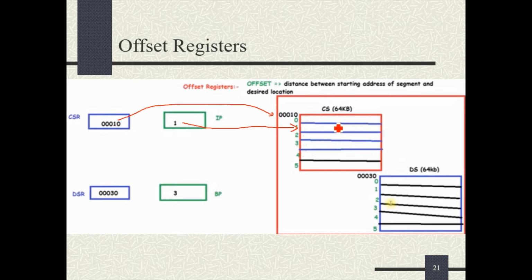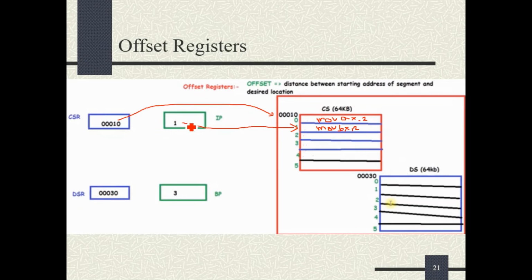We know that in code segment we have the instructions. Let's suppose the first instruction is move AX, 2, and the second instruction is move BX, 2, and we know IP decides which instruction to be executed on the processor, or the address in IP decides which instruction to be fetched to be executed in the processor.